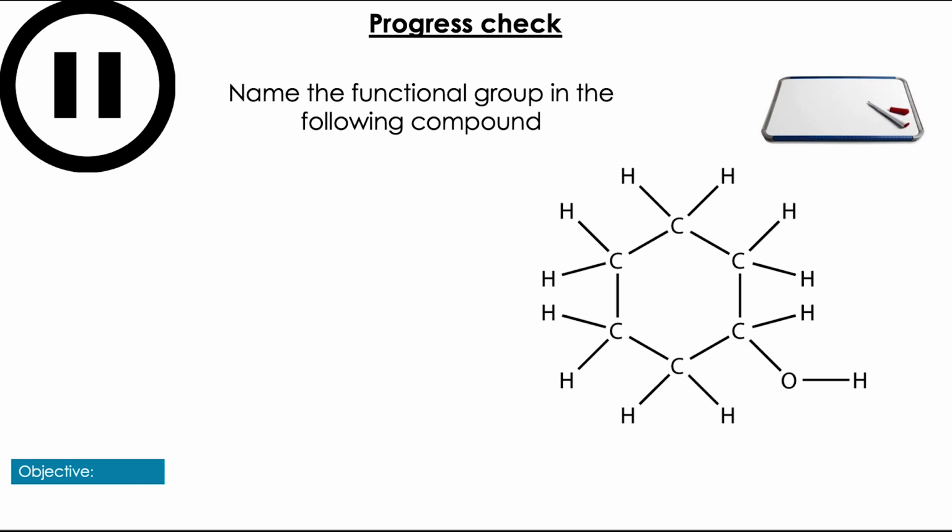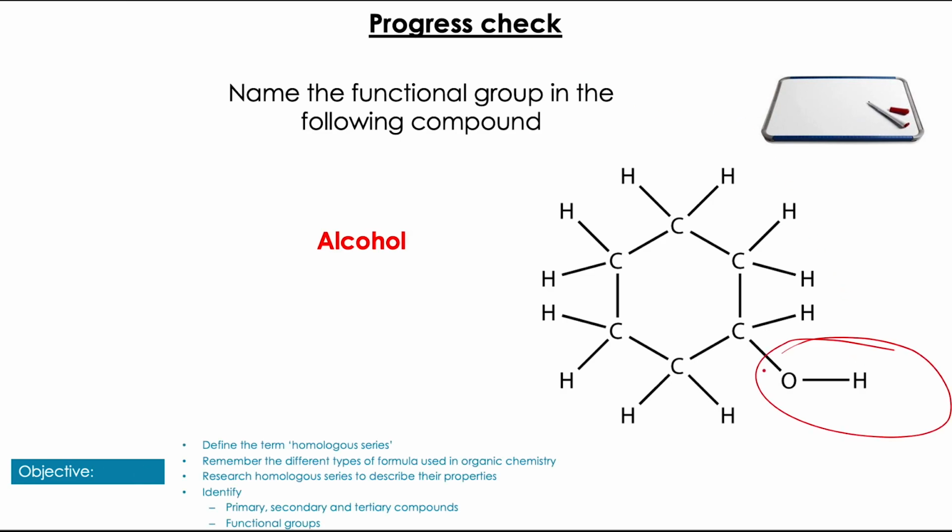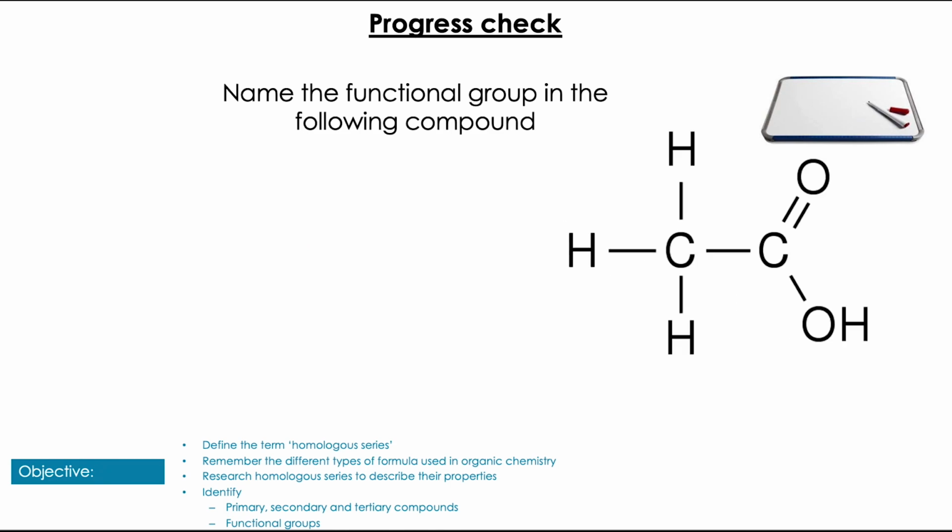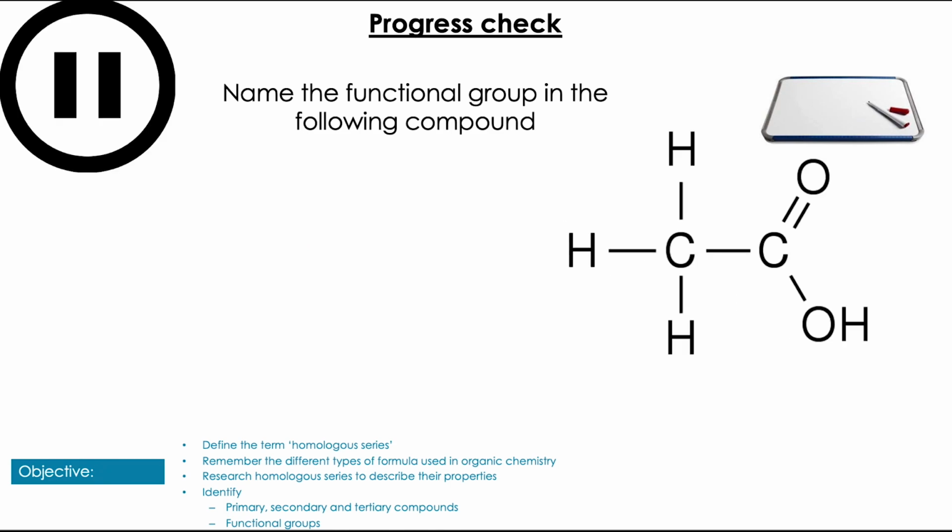Pop them up. This is indeed an alcohol. Don't get confused just by the ring structure. This is not a benzene ring. It doesn't have the alternate single double bonds required for that. It's just a cyclic alcohol. Try this one then. Pause the video.